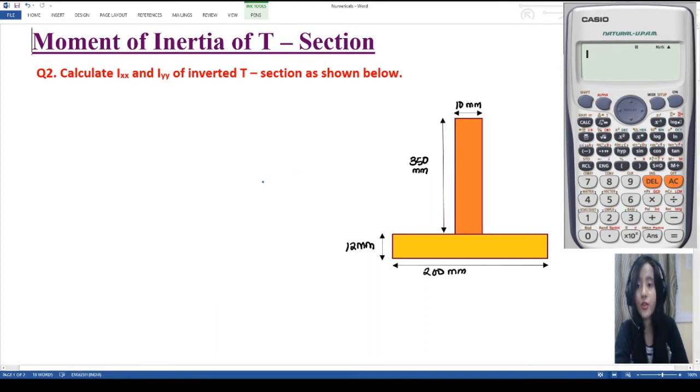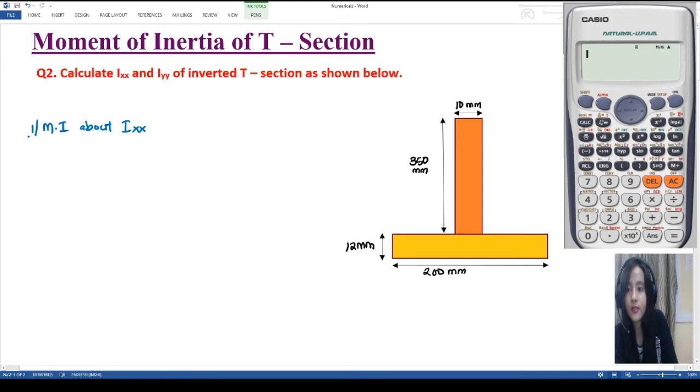This is the second question, and for this second question we need to find the moment of inertia about both the axes, that is the x axis and y axis. This is an inverted T section, and the dimensions are already given. So let us get on with the calculation. First we need to find the moment of inertia about the x axis. If I say that this is my first section and this is my second section, I'm dividing it in this manner again. So if I find it, it will be equal to Ixx.